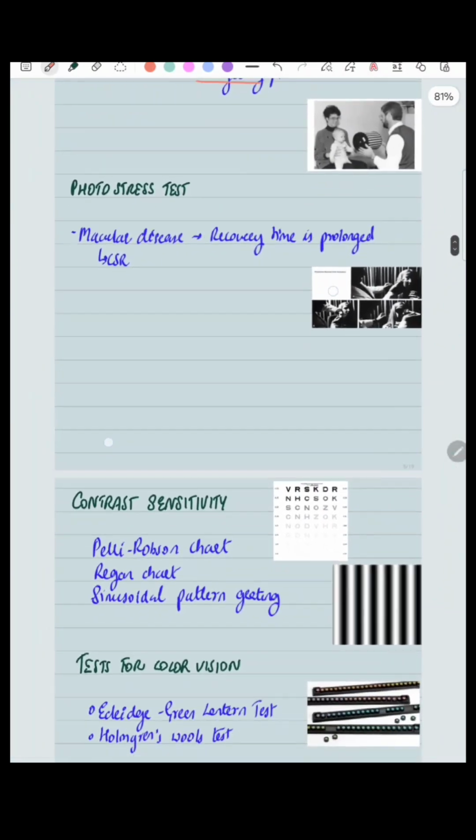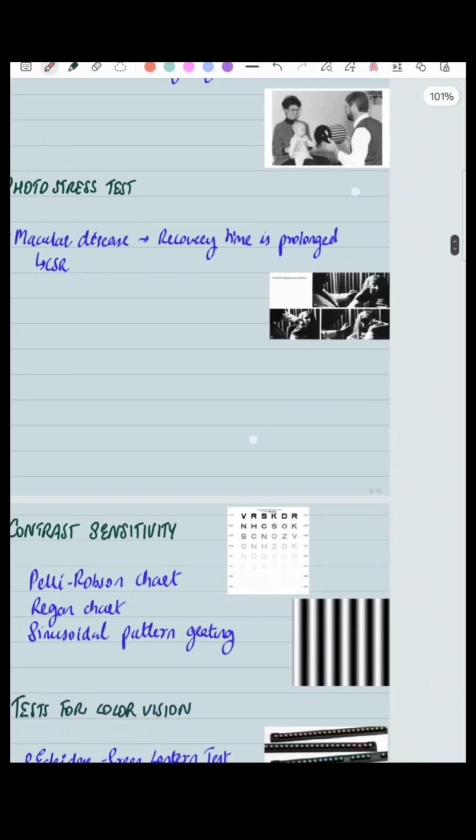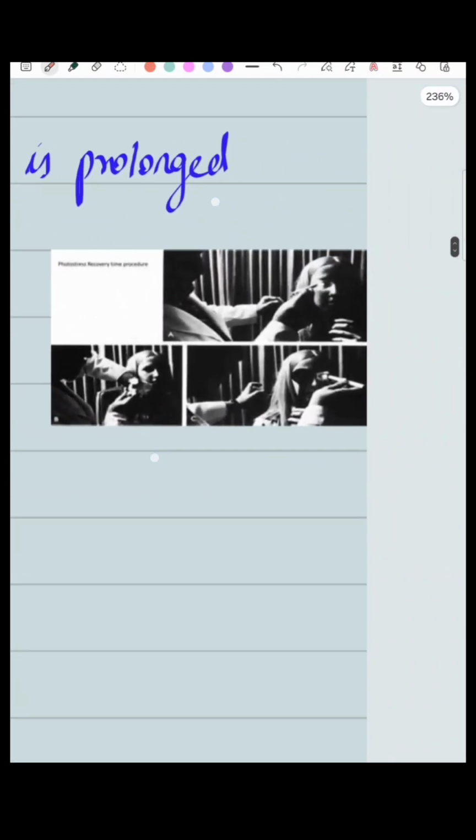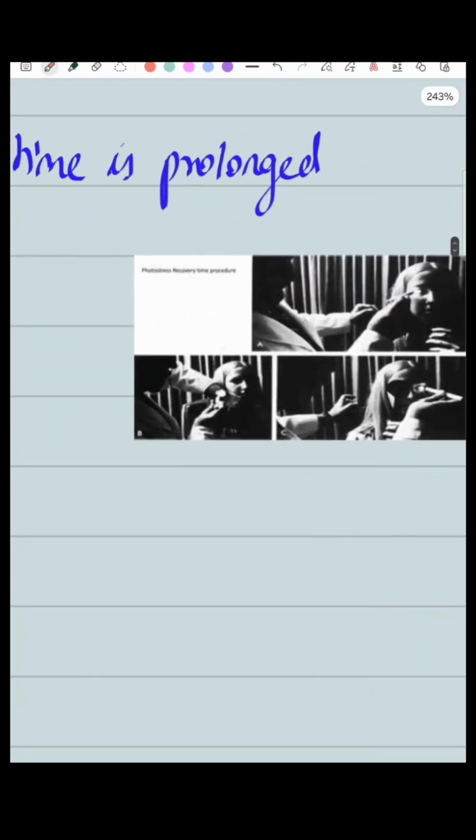Next, photostress test. It is performed by covering one eye and asking the patient to read the smallest possible line on the near chart. Then a bright light like this is shown into the eye for 15 seconds, following which the patient is asked to read the same line of print and the recovery time is noted.